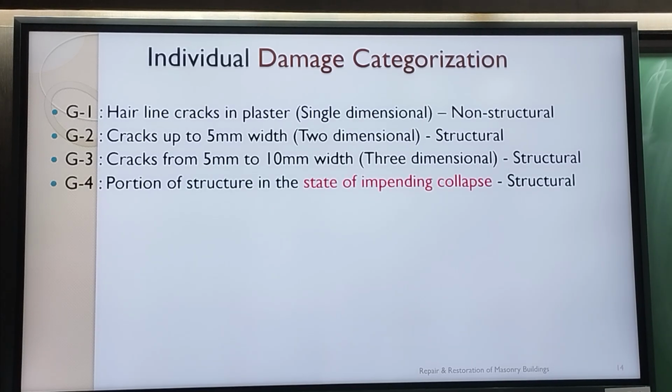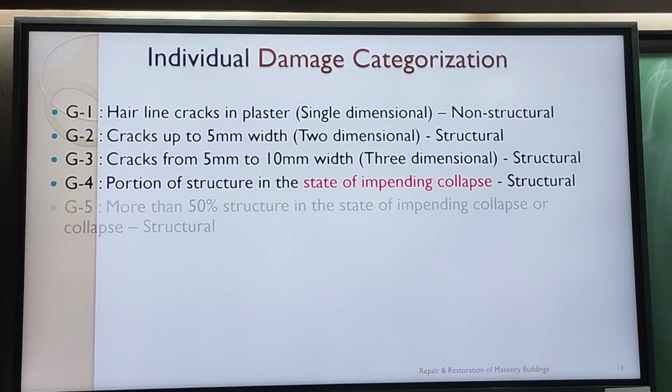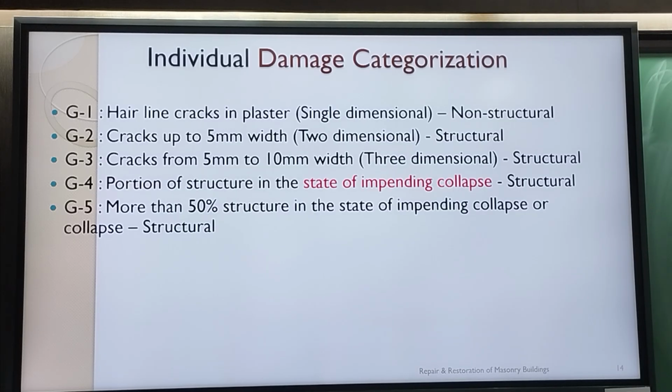G4 damage, where the portion of the wall, portion of the structure is in what's called the state of impending collapse, which means it's in such a state that a little bit of shaking will result in collapse of that portion, or it may have already collapsed. Correct? State of impending collapse, or small parts may have already collapsed. So that is G4 damage. And G5 is more than 50% of the structure in state of impending collapse or total collapse. Okay, so this is a standard way of categorizing the individual damage.